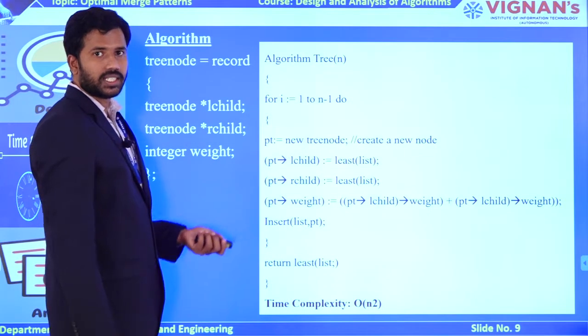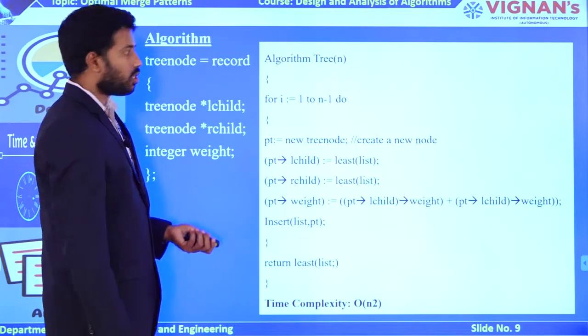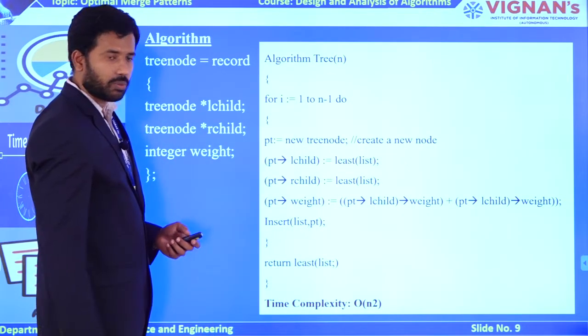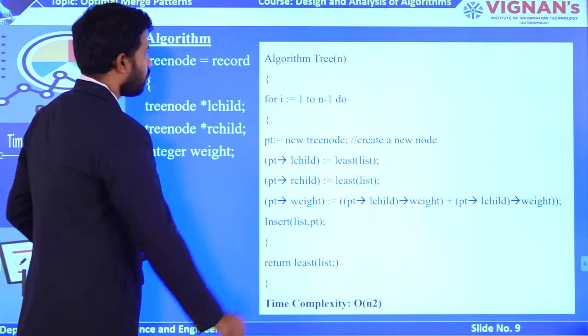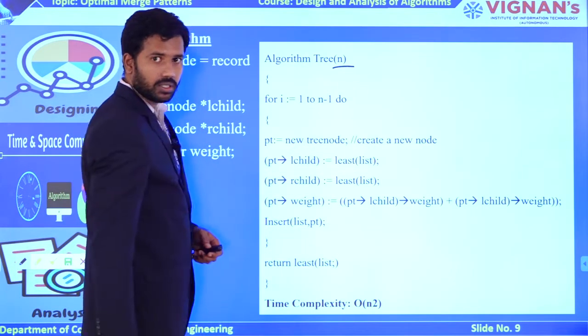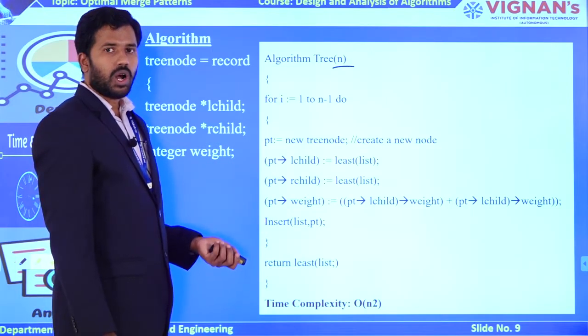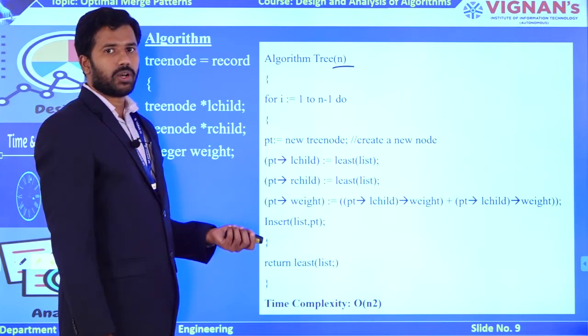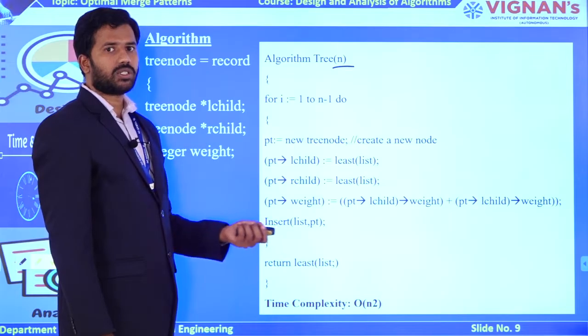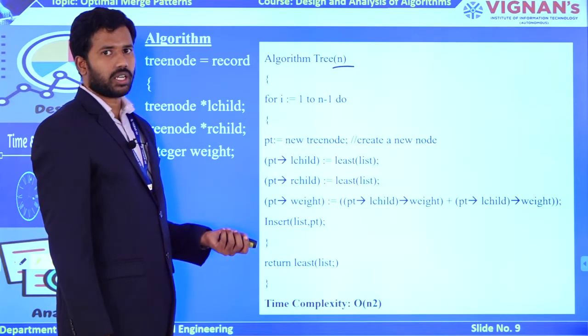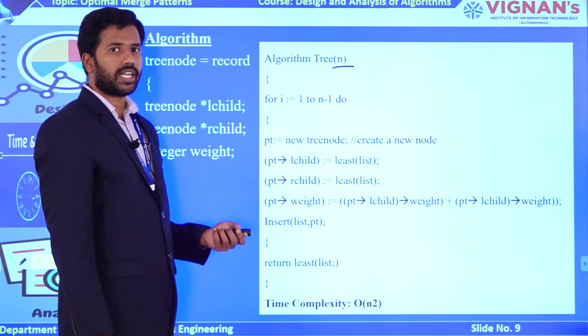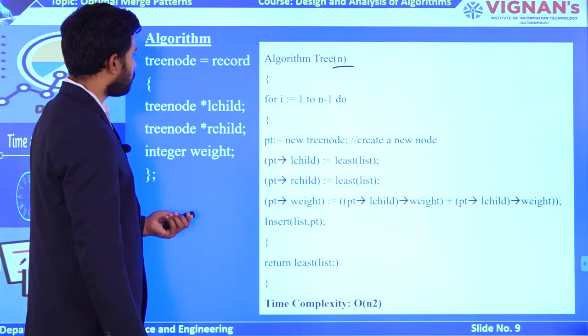Now let us understand this algorithm with the help of this record. How many parameters is it taking as an input? Only one parameter, right? Okay, so if you observe the binary tree representation, how many external nodes are there? N number of external nodes. So how many internal nodes are you getting? N minus 1, right?